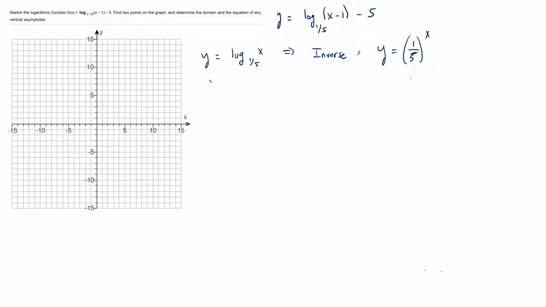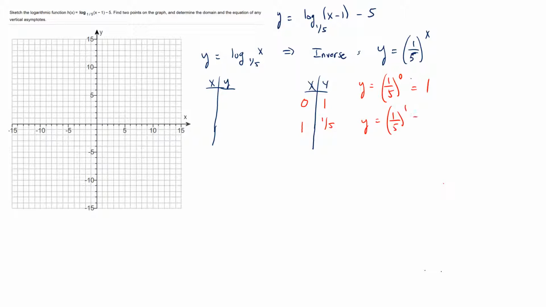All right, so here's an xy table that I'm going to keep track of points for the equation y equals logarithm of x base 1/5, and I'm going to have another table for this exponential function over here. If I put 0 in for x, I'll get 1, because y equals 1/5 to the 0 would be 1. If I plug 1 in for x, y equals 1/5 to the 1 would be 1/5. If I plug 2 in, 1/5 squared would be 1 over 25.